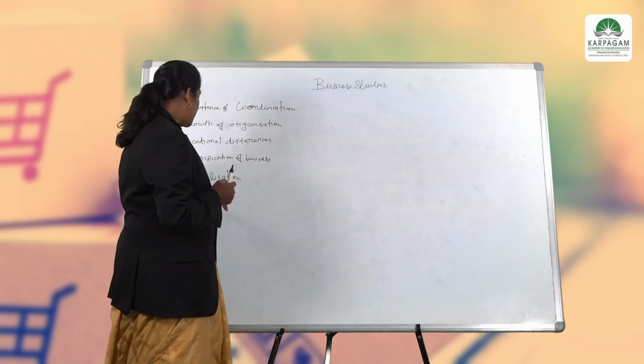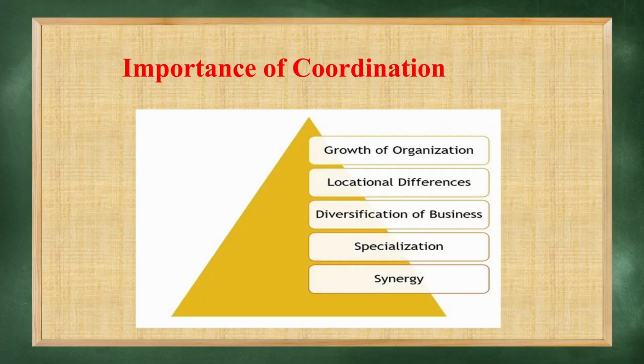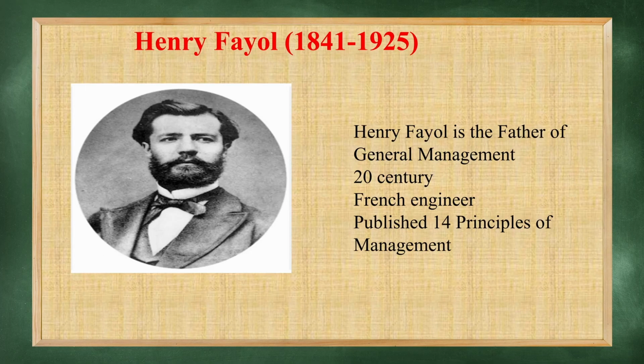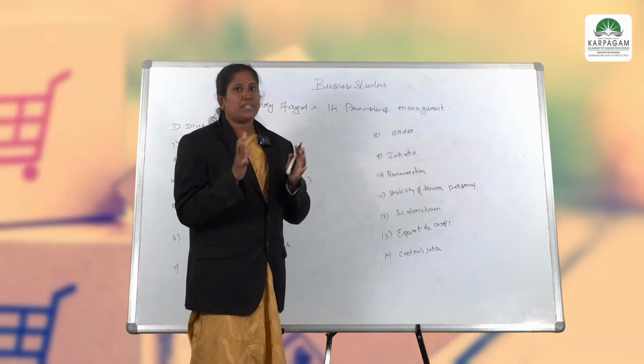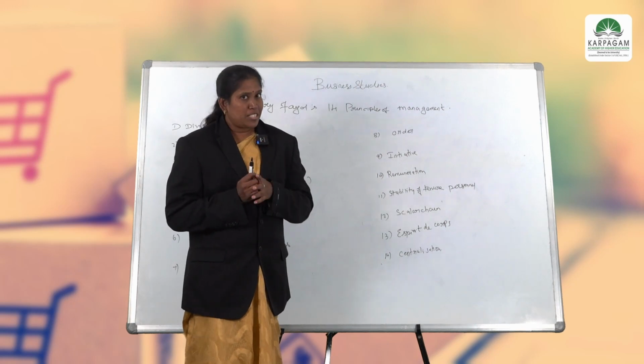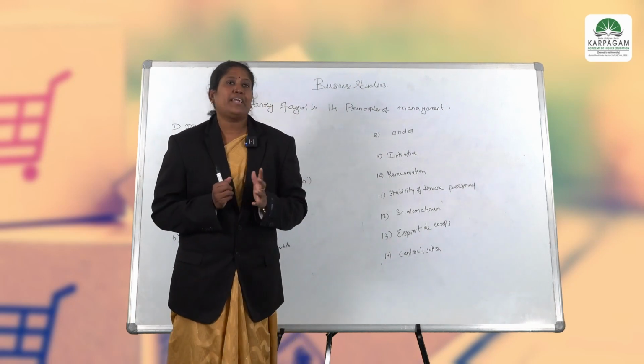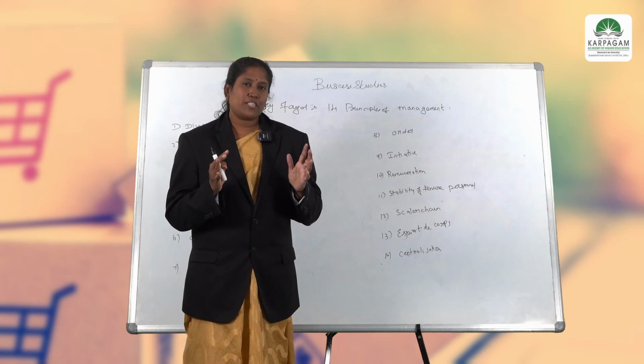The last one is synergy. Synergy is nothing but the combination of work done by 2 or more persons rather than solo performance. Next one is Henri Fayol's 14 Principles of Management. Actually, during the 20th century, he was a French manager. Through his various research, Henri Fayol formulated and framed 14 principles for managers. If the manager follows all these principles, definitely the organization's goals can be achieved easily.